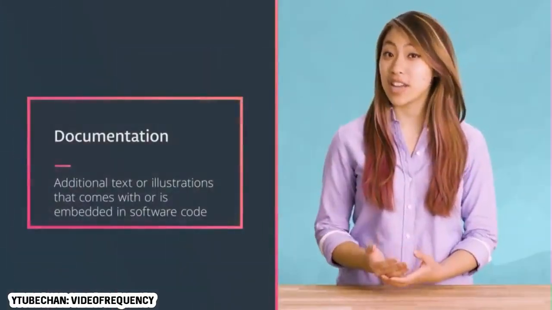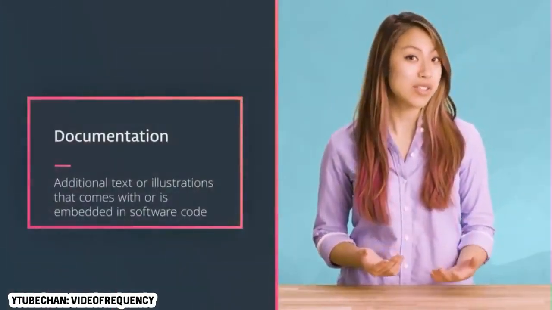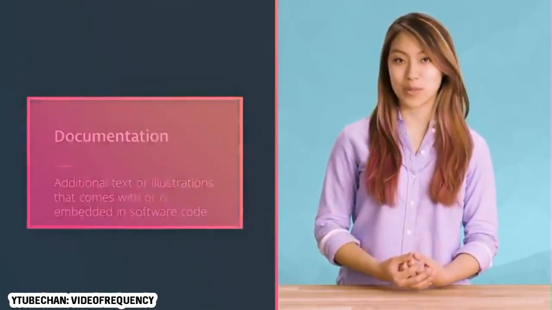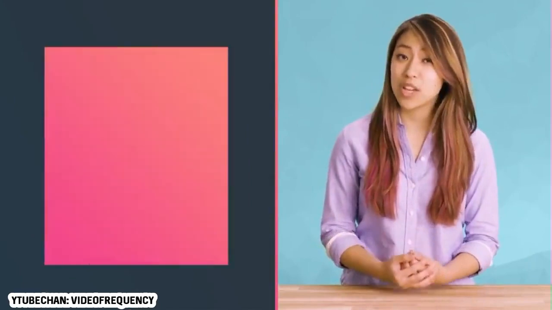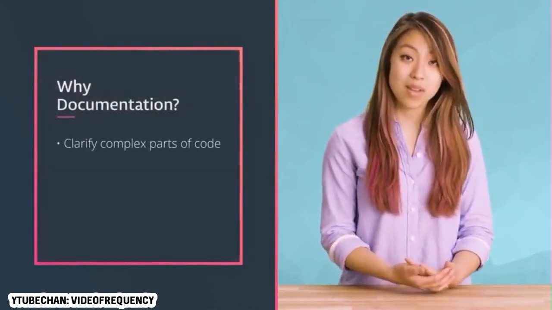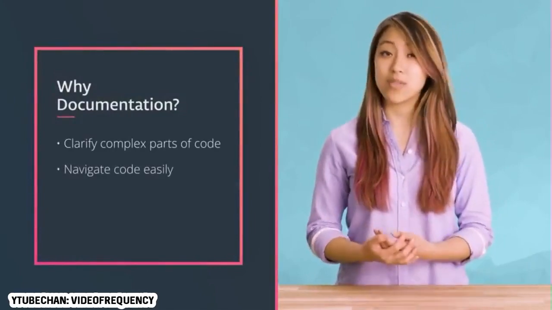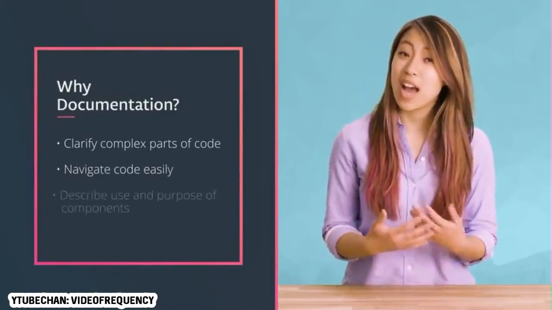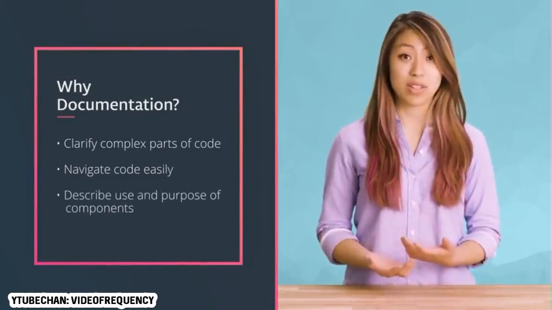Documentation is additional text or illustrated information that comes with or is embedded in the code of software. Documentation is helpful for clarifying complex parts of your program, making your code easy for yourself and others to navigate, and quickly conveying how and why different components of your program are used.